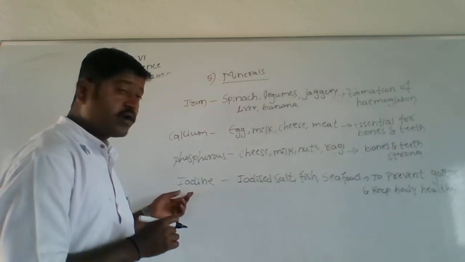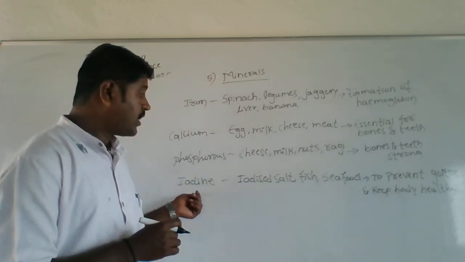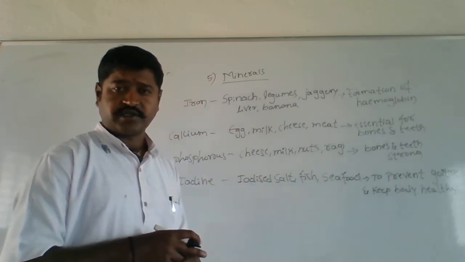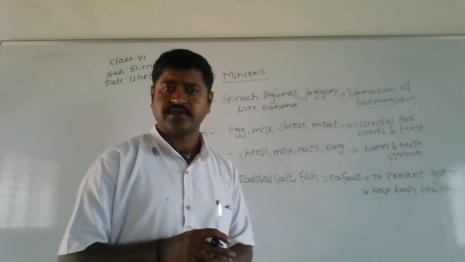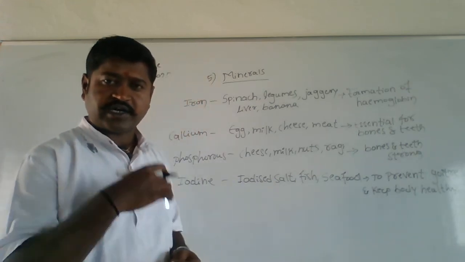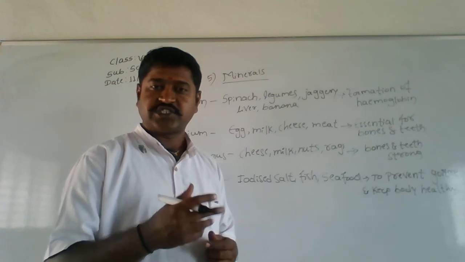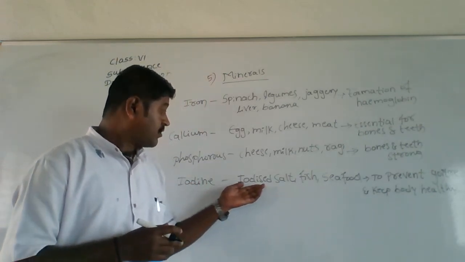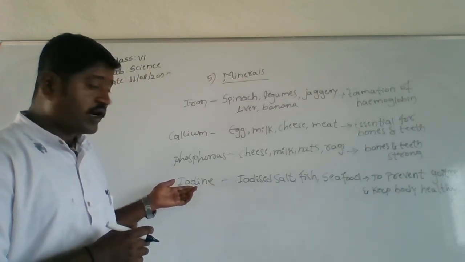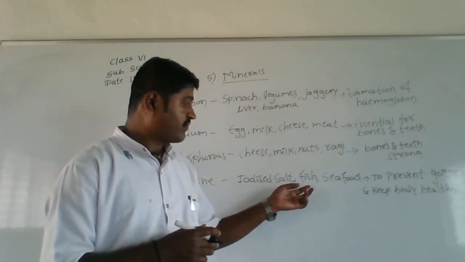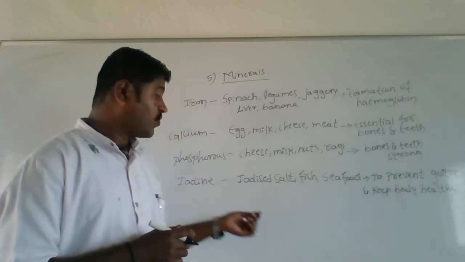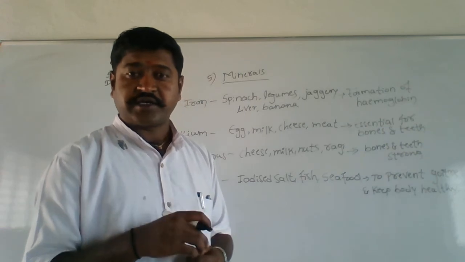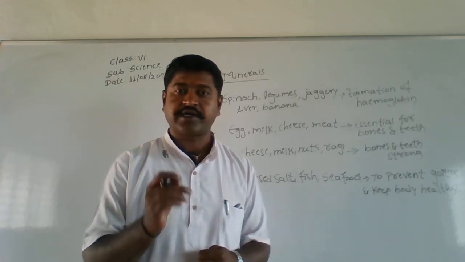Then the last one, we have iodine. Iodine is obtained from iodized salt, fish or seafood. Seafood, I think everyone knows seafood. So the food that we get from the sea, like fish, prawn and all. So we get iodine from iodized salt, fish and seafood. What is this iodine doing? It is preventing a disease called goitre.